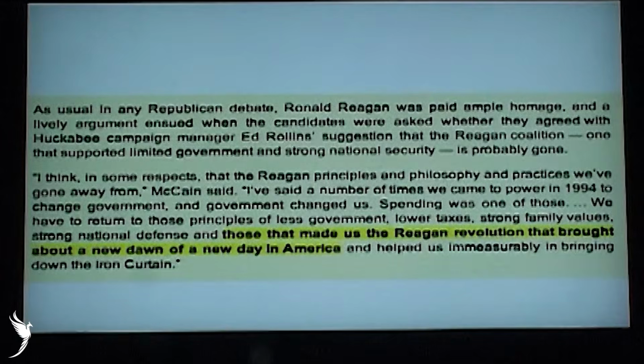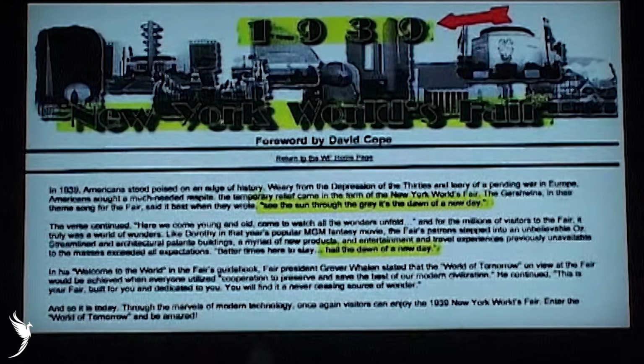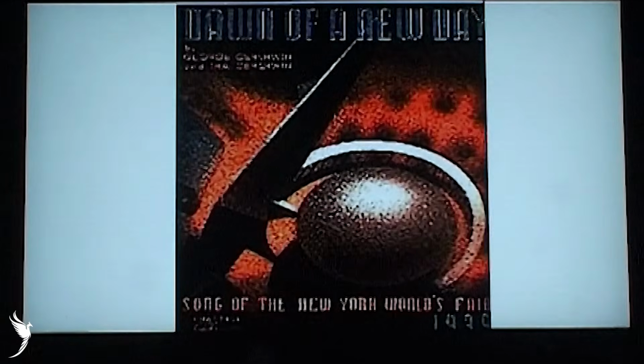But that's only reasonable because here in New York, the 1939 World's Fair was hailed as the dawn of a new day. The sun, see the sun through the gray, it's the dawn of a new day. So as far back as 1939, New York World's Fair promoting the dawn of a new day. This stuff has been around for a long time and people have never known, never even saw it.